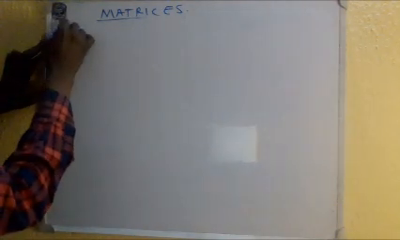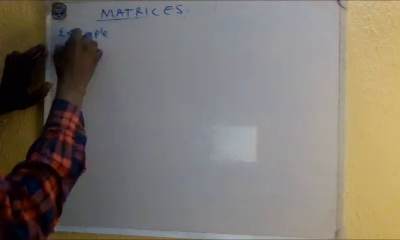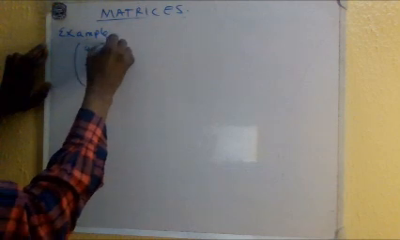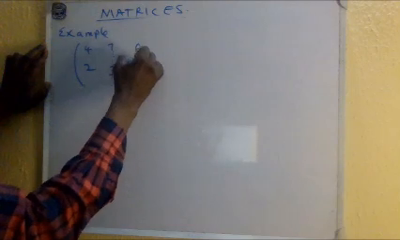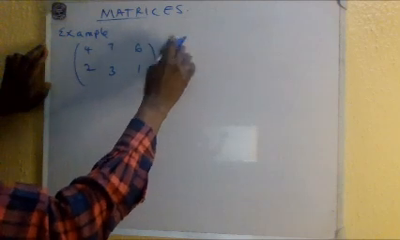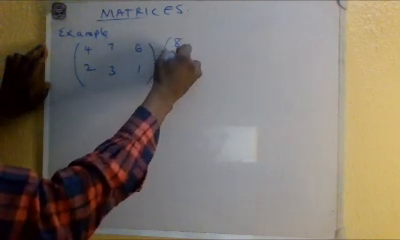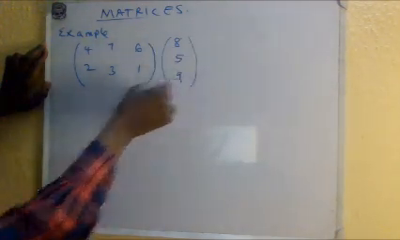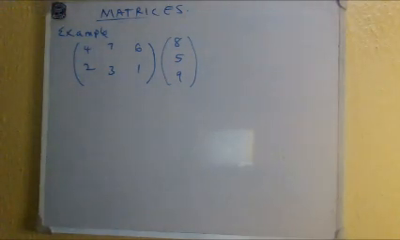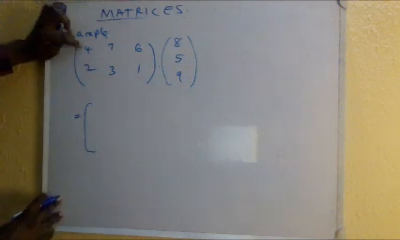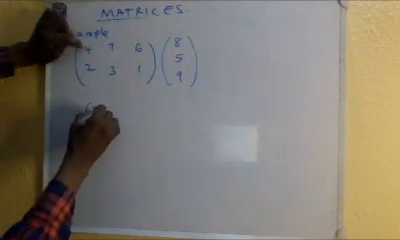So example. If I have this matrix 4, 7, 6 multiplied by this 8, 5, and 9. Okay, so we should multiply. There's a dot here showing that we should multiply. So the new matrix that will come out, we have the first element 4 times 8, 32.